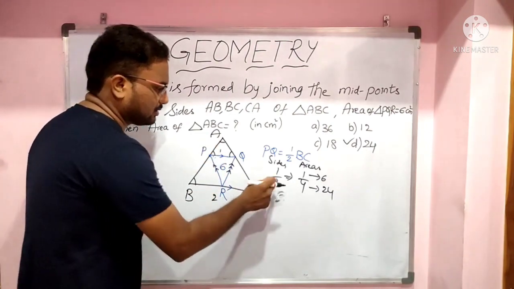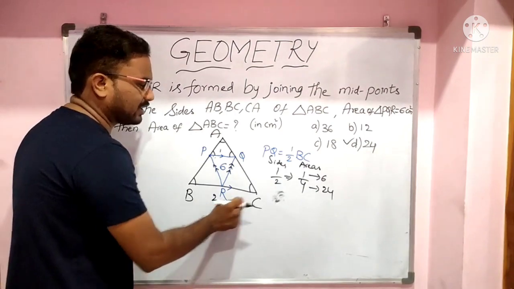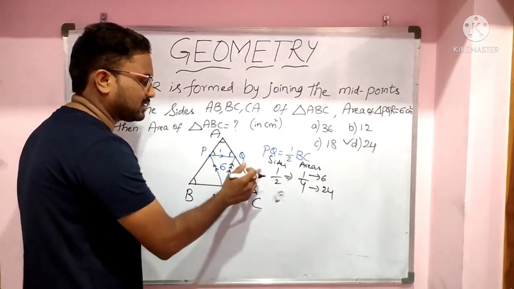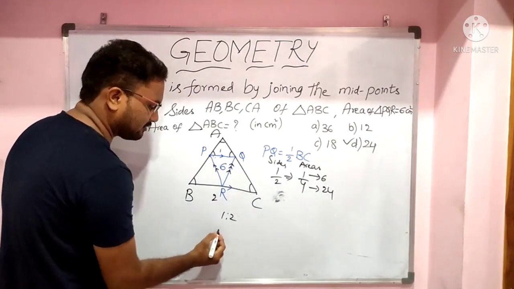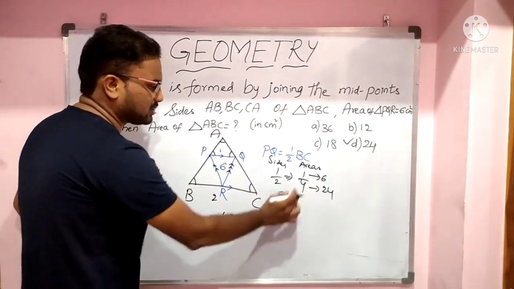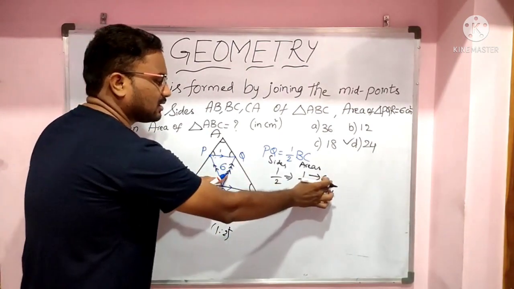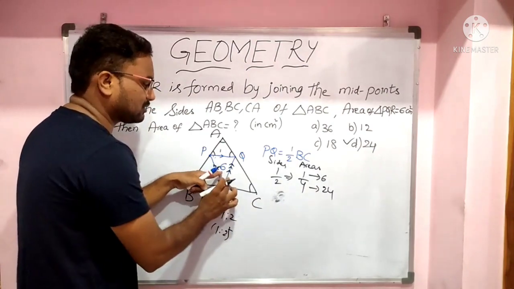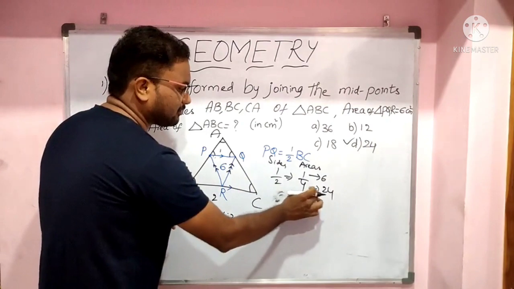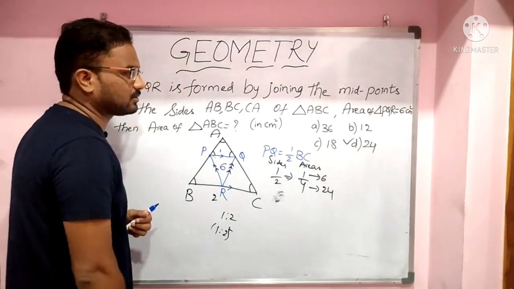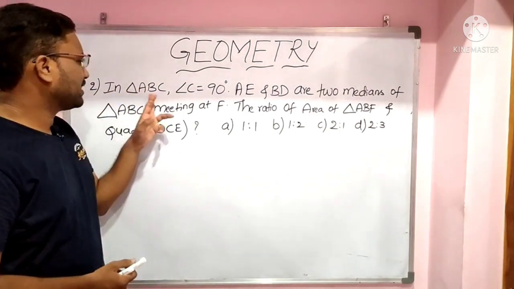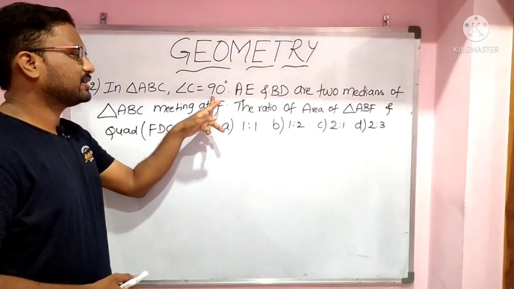So if the sides ratio is 1:2, then the areas ratio will be 1:4. I already told you in my previous session, if the sides ratio is 1:2, then the areas will be (1/2) whole square, so 1:4. So one part is 6 square centimeters, and the total area is 4 parts, which is 24 square centimeters. So the answer is 24.